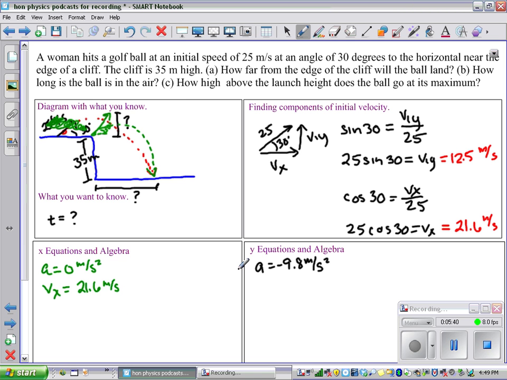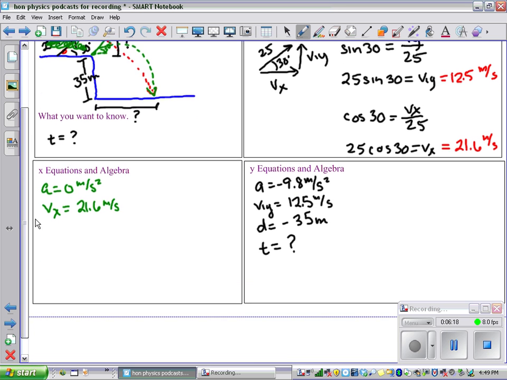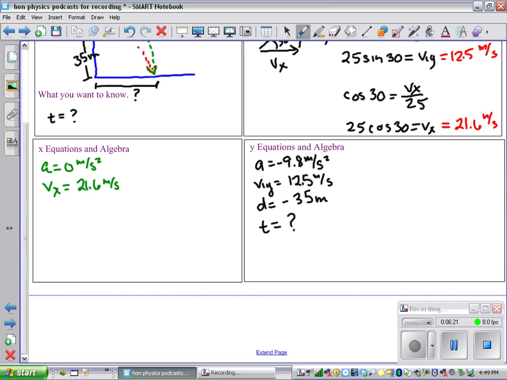In the y direction, we know that Viy is equal to 12.5 meters per second. We know from the beginning all the way to the end that the difference between this position and this position, d, is negative 35 meters. So that gives us 3 pieces of information, so we can solve for our time. And time is very useful in these because time is in a lot of equations. So let's go ahead and do that first.